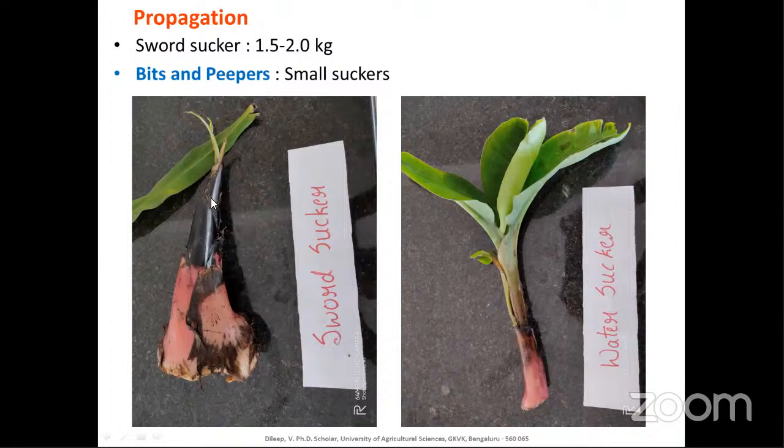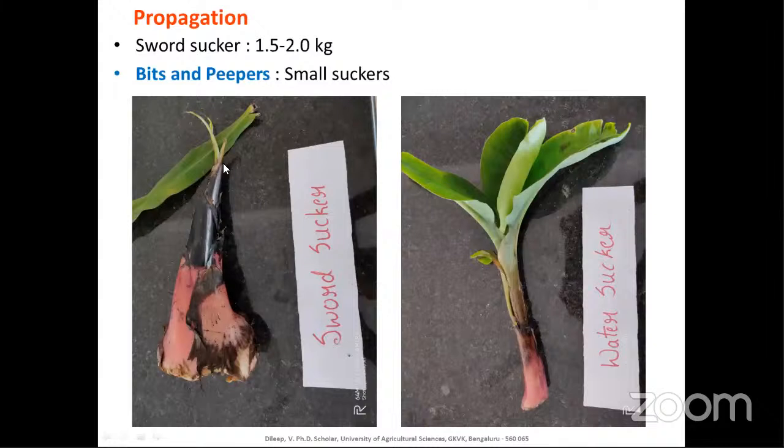This major difference is very important practically also. When you go to the field, you should be in a position to identify which is the sword sucker and which is the water sucker. The water sucker will be very slender, like a tube, and the leaves are also contrasting; there only the wider leaves are present. But in the sword sucker, the leaves are tapering, hence it is called sword. Even the rhizome is tapering, looking like an inverted cone, and the leaves are very narrow.